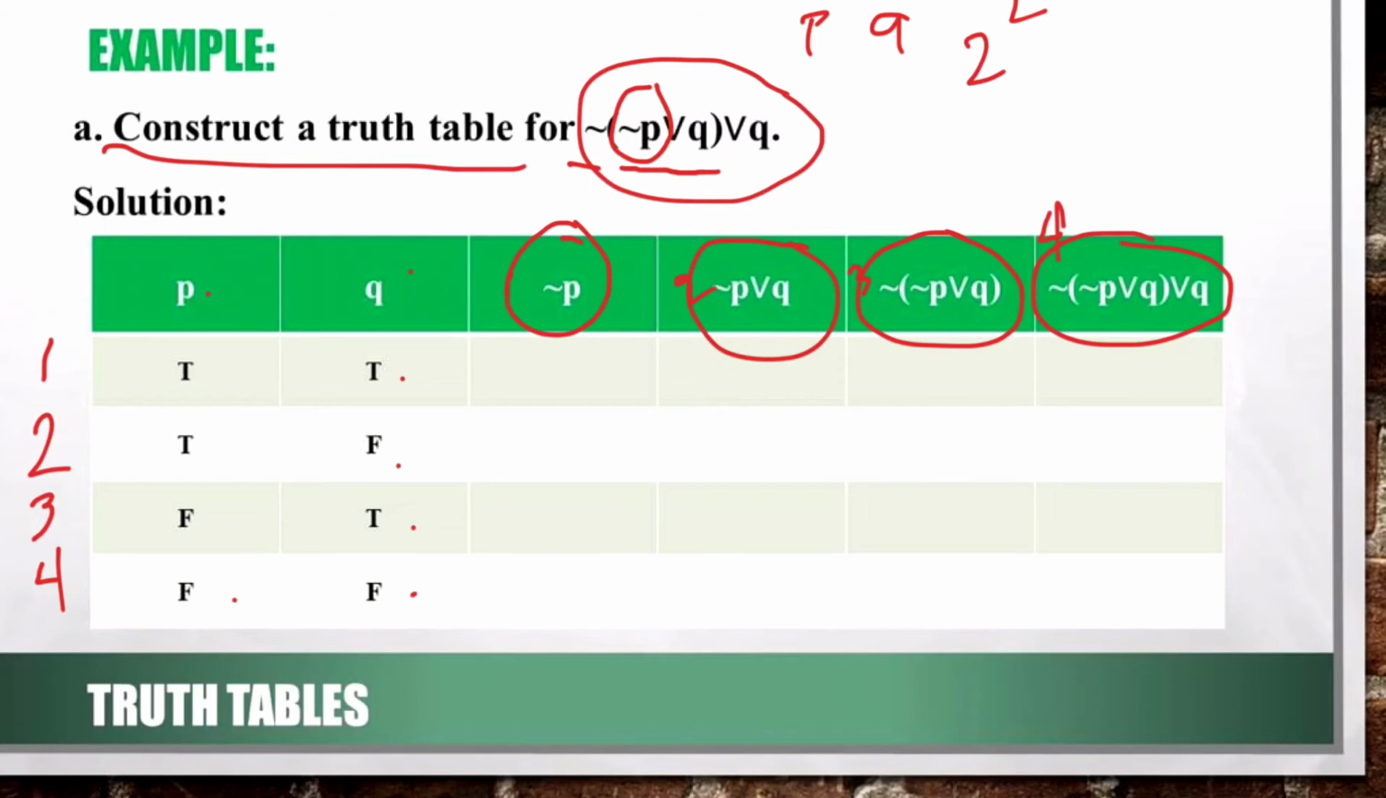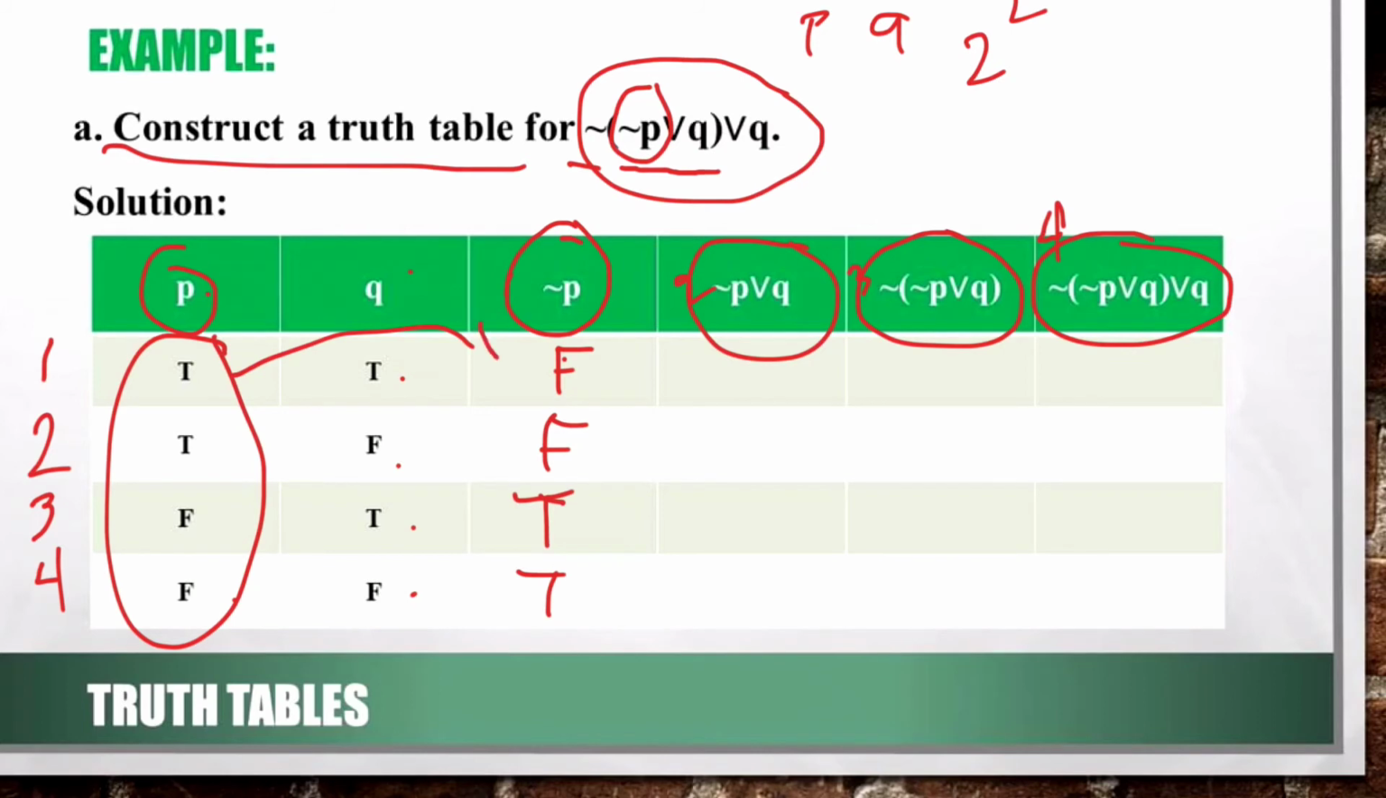So we all know na ang not P or negation P is kabaliktaran ni P. So if it's true, this should be false. If it's true, it is false. False must be true, and then false is true. Yung negation na itong mga to ha, negation na itong mga to ay yung nandito.